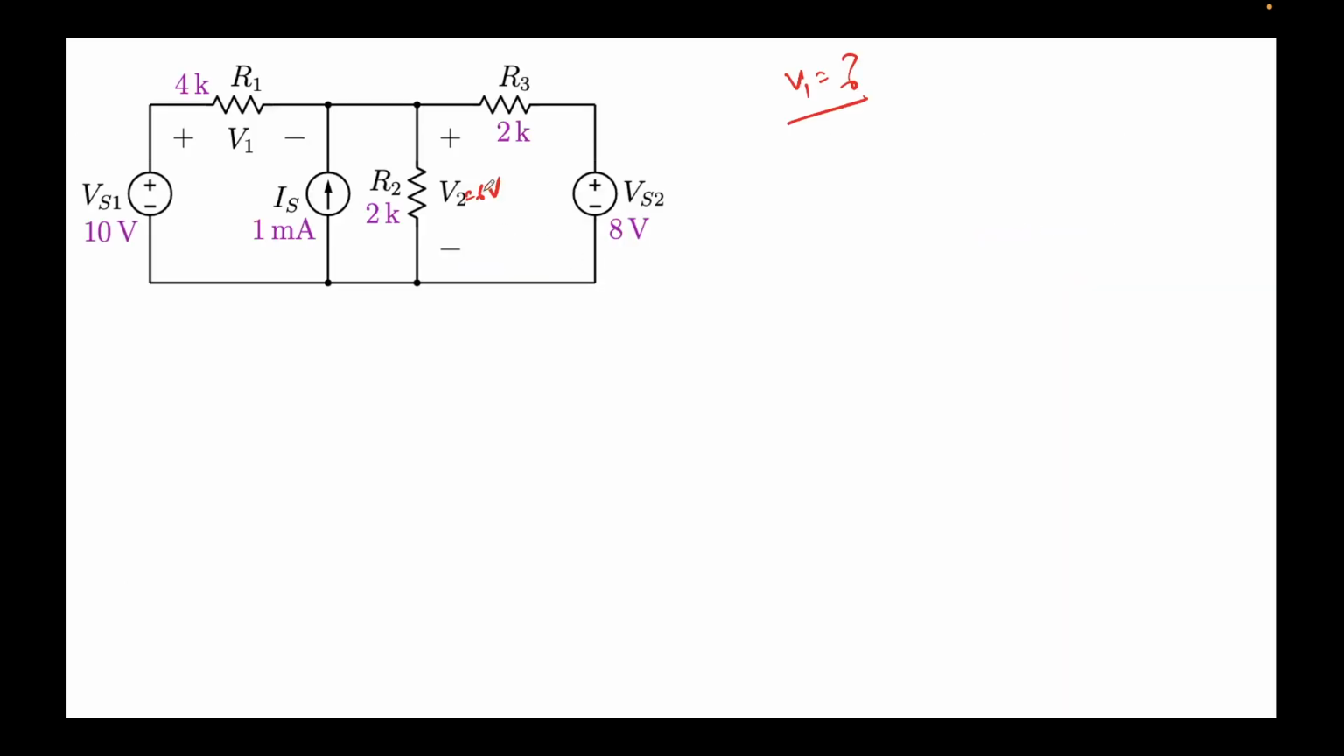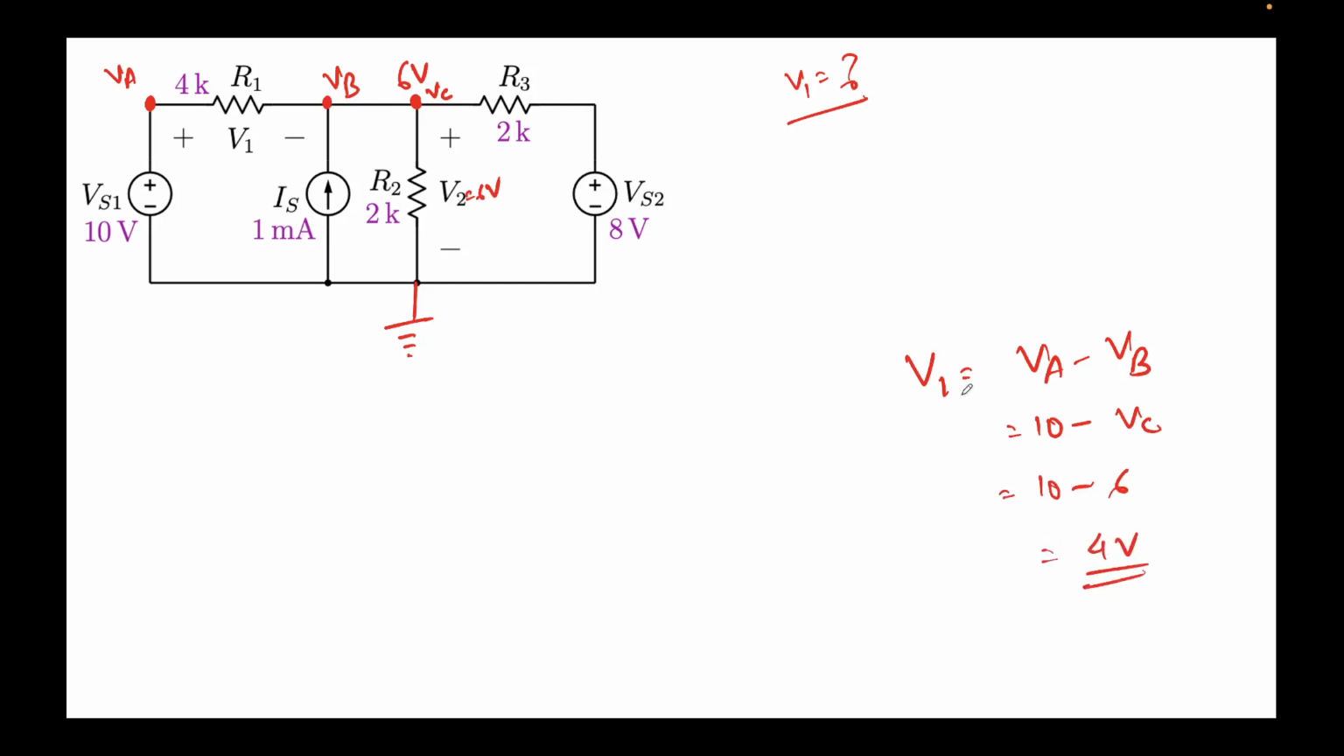Now this is a very simple problem. We'll again assume this to be grounded, and we know this node is now at 6 volts, and we need to find the value of V1. So V1 is nothing but this node minus this node. Let's label these nodes: this is VA, this is VB, and this is VC. So V1 I can write as VA minus VB. The value of VA is 10. VB is the same as VC, since there's a wire connecting them, and the value of VC is 6. So 10 minus 6 is 4 volts. So I got V1 equal to 4 volts.